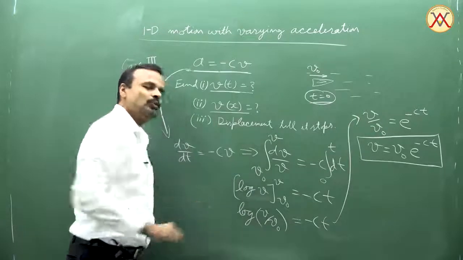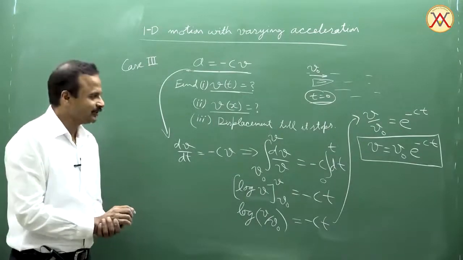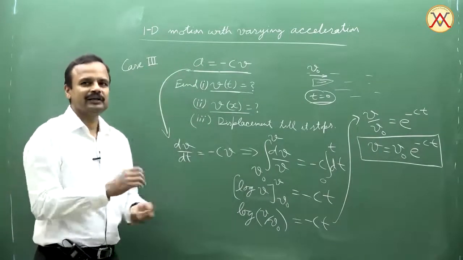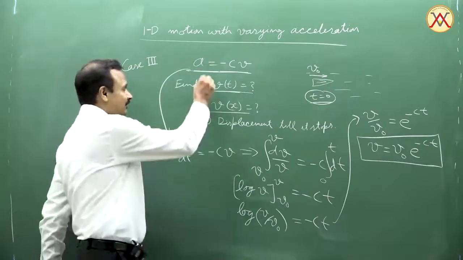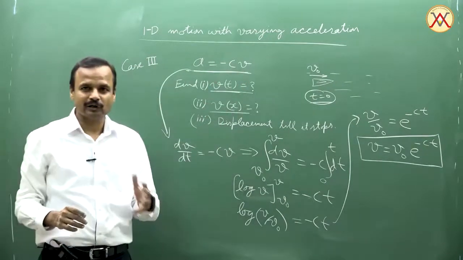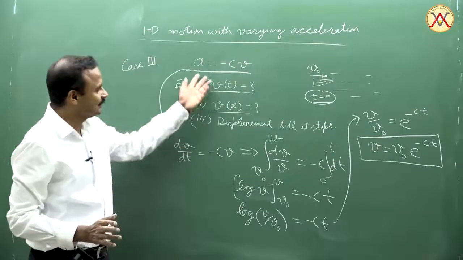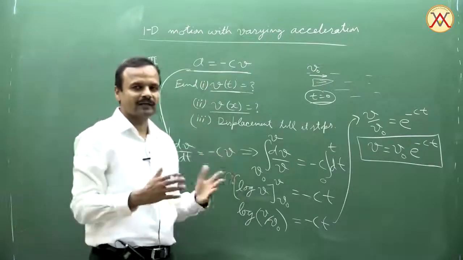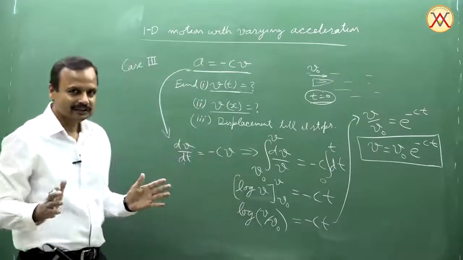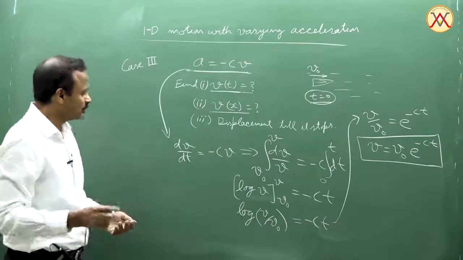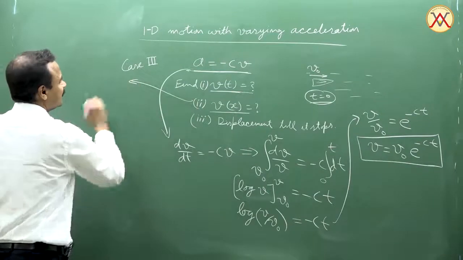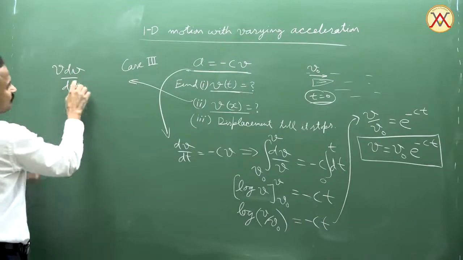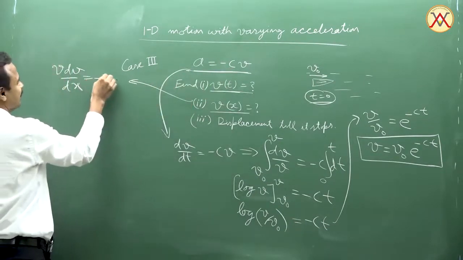Now for part 2, where we have to find velocity as a function of x, we can write acceleration as v dv by dx. When acceleration is given as a function of velocity, we have both these options. We can write acceleration as dv by dt, or we can write acceleration as v dv by dx, because there will be just two variables in both these cases. So for this one, I am writing A as v dv by dx. So v dv by dx is equal to negative cv.